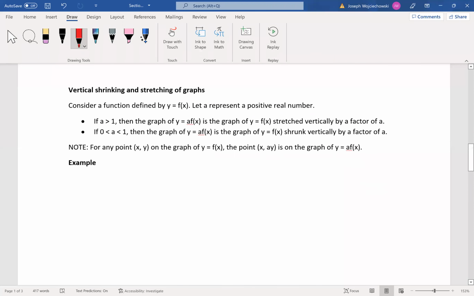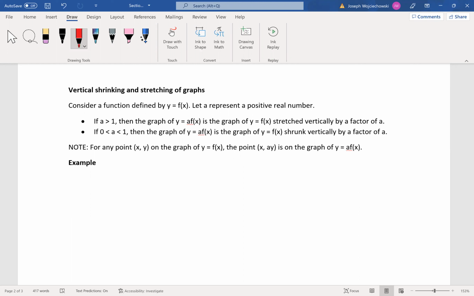Vertical shrinking and stretching of graphs. Consider a function defined by y equals f of x. Let a represent a positive real number. If a is greater than 1, then the graph of a times f of x is the graph of y equals f of x stretched vertically by a factor of a.